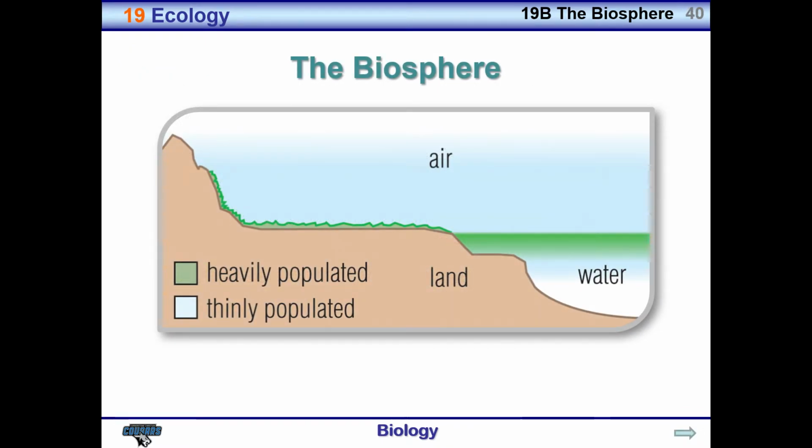Here's a diagram to kind of help you picture that maybe a little bit better. The heavily populated areas are really going to be just mostly on the surface of the Earth. And in the ocean or bodies of water, it goes down a certain depth. But then when you get either very deep in the water or very high in the atmosphere, it's very thinly populated.